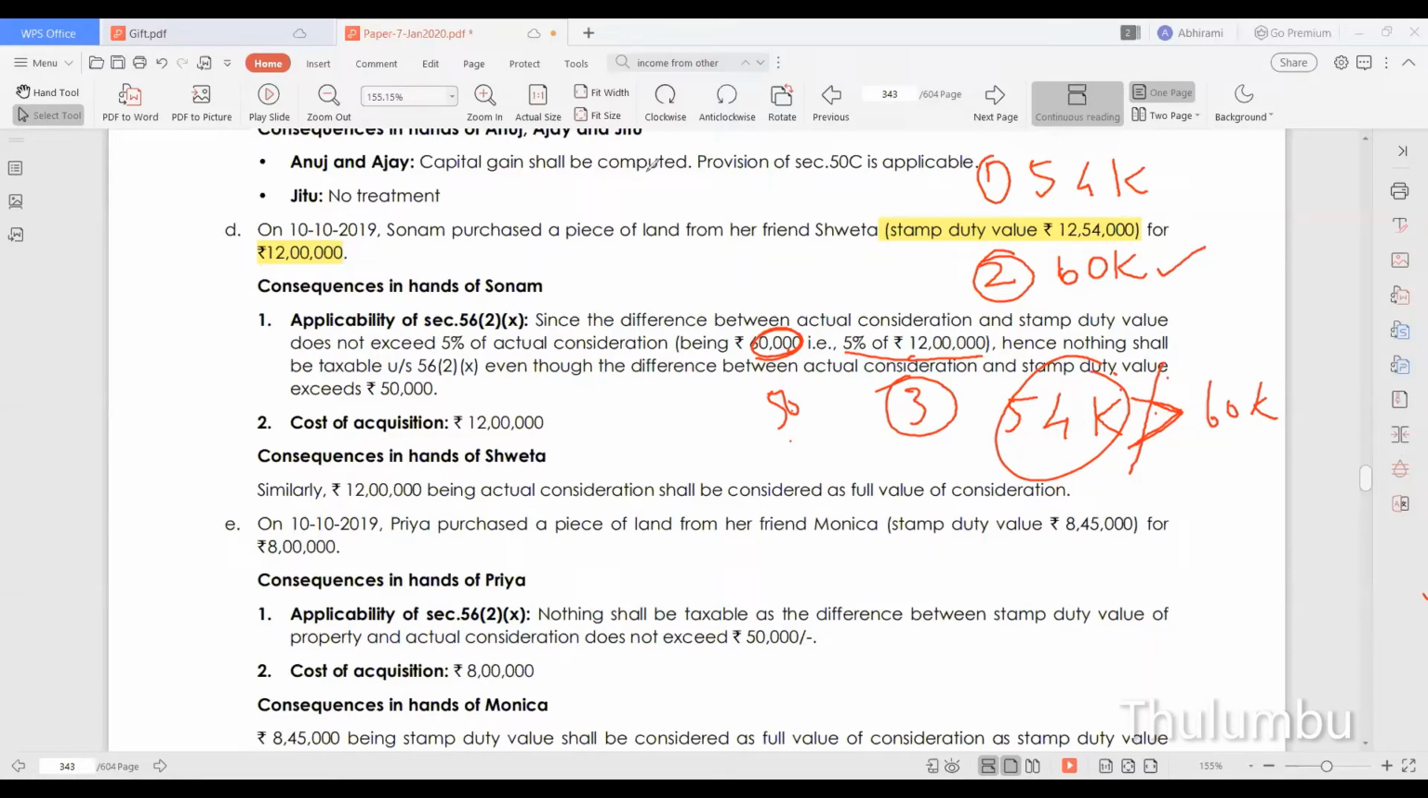So another first step, find out the difference. Second step, find out whether 50,000 or 5% of consideration, whichever is higher. So step number 3 will be, check whether step 1 is greater than step 2. Suppose step 1 value is greater than step 2, then the step 1 value is taxable as income from other sources.